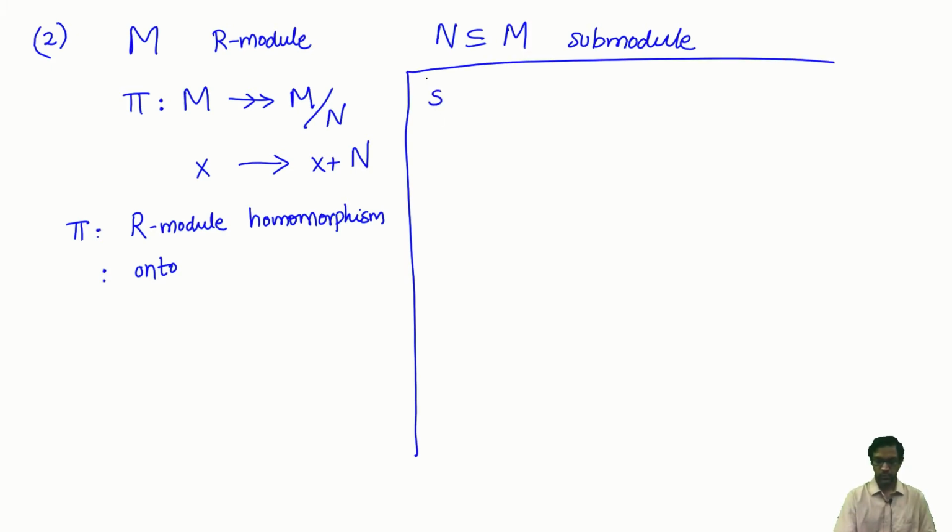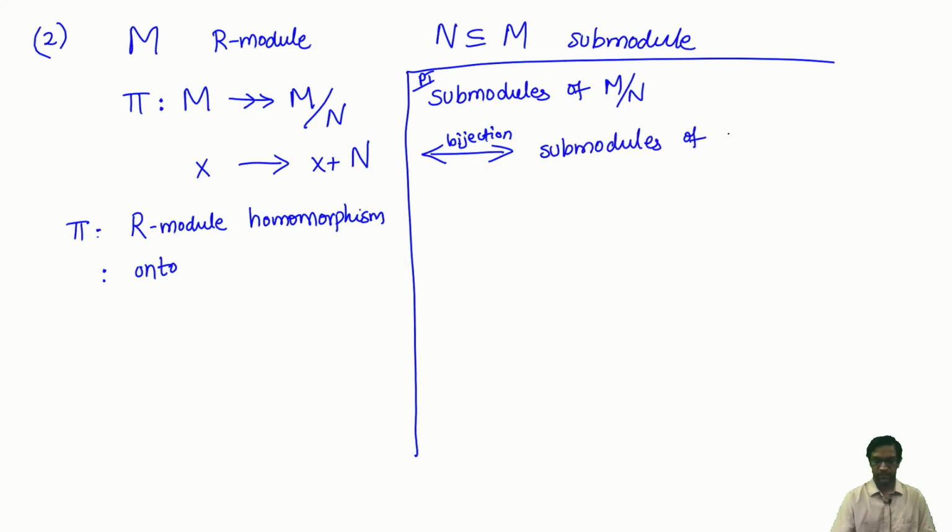So prove that the submodules of this module M mod N are in one-to-one correspondence, they are in bijection. Show that there is a bijection between the submodules of M mod N and the submodules of M which contain N.